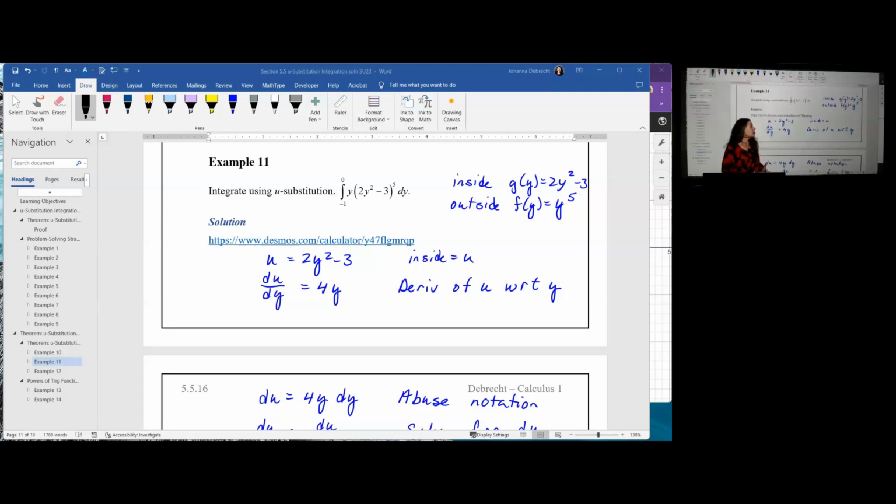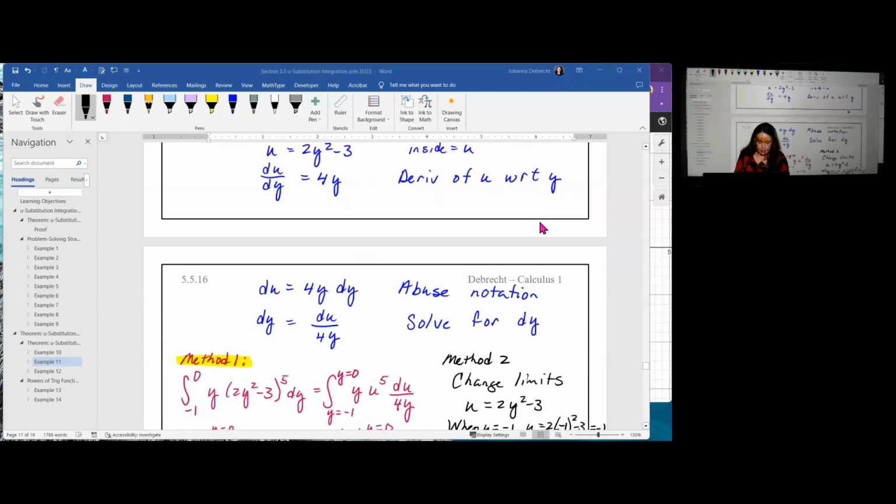We're getting net area. The inside function is 2y squared minus 3, and the outside function is y to the 5th. The derivative of u with respect to y gives us 4y. Next, we abuse the notation by swinging the dy around to the opposite side. This gives us du equals 4y dy. In this problem, I chose to go ahead and solve for the original differential dy to get du divided by 4y. Now you have to choose whether you're using method 1 or method 2.